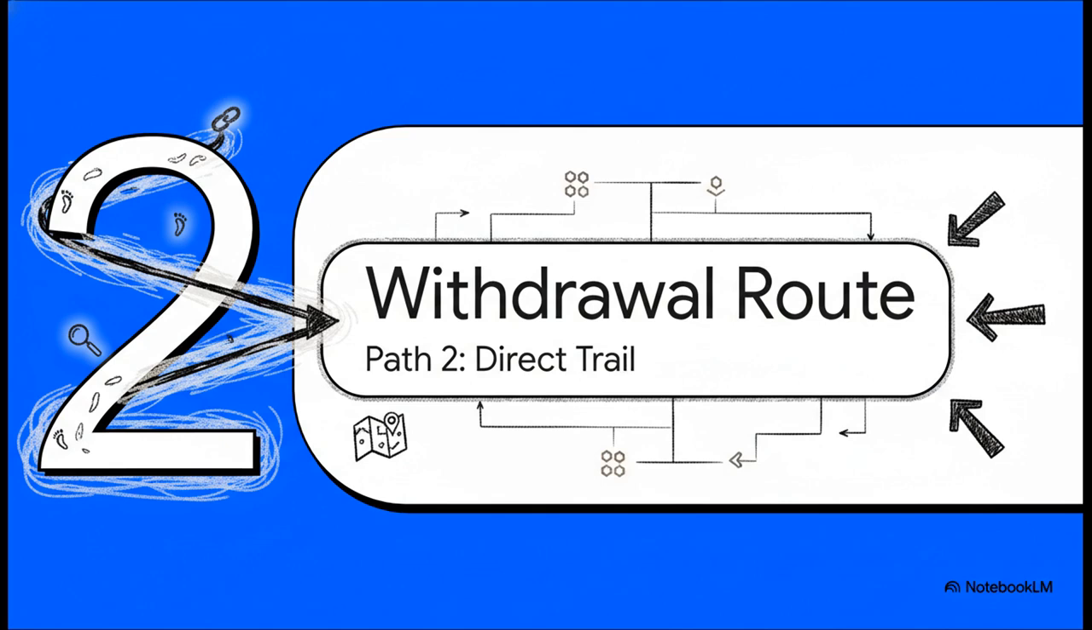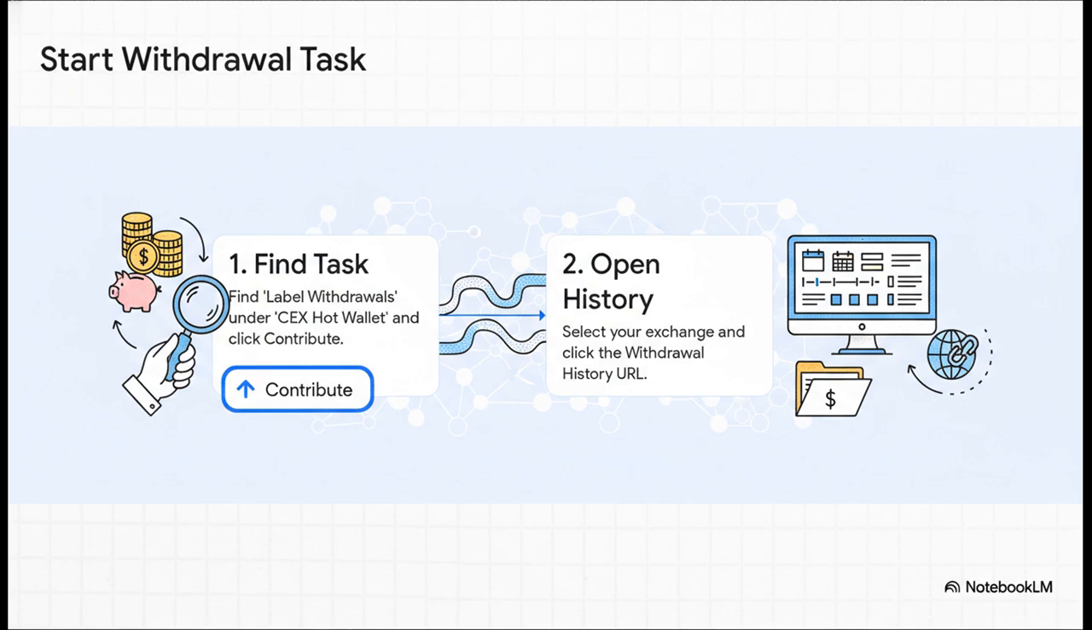Okay, let's switch gears and move on to our second path, mapping the withdrawal route. And as you're about to see, this trail is a lot more direct. The beginning here is going to feel very familiar. You'll go to the CEX Hot Wallet section, find the Label Withdrawals task for your exchange, and hit Contribute. Then, just select your exchange and open up your withdrawal history.